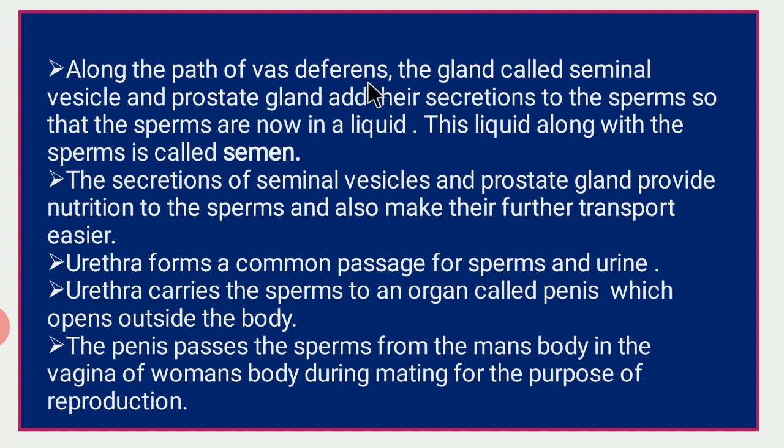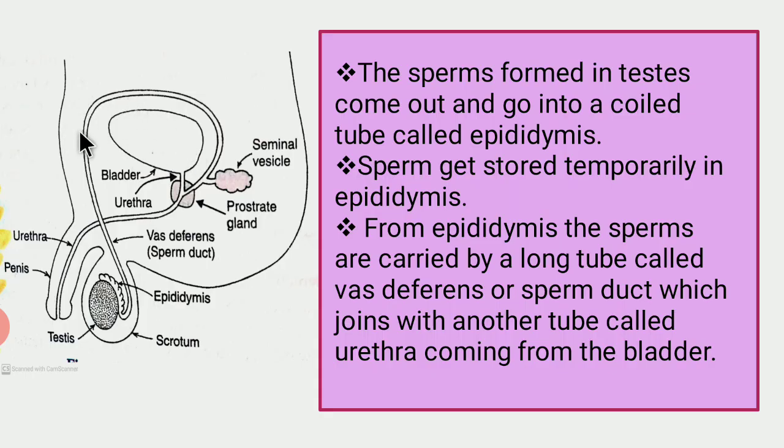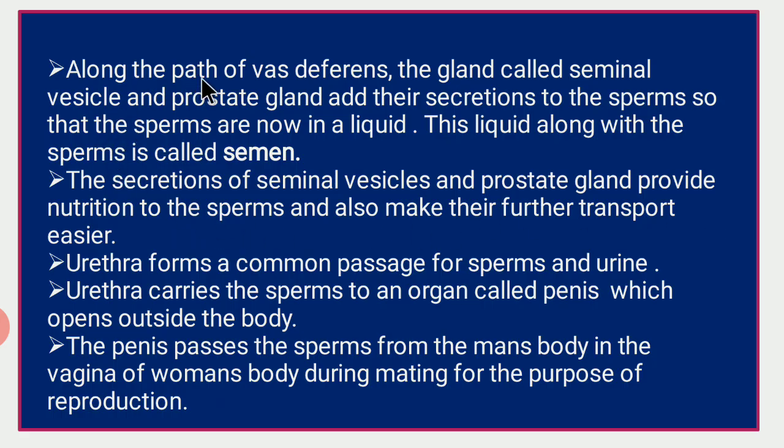Along the path of the vas deferens, the glands called the seminal vesicle and prostate gland add their secretion to the sperm, so that the sperms are now in a liquid. This liquid along with the sperm is called semen. When you observe this figure, this is the seminal vesicle and prostate gland, and these two glands add their secretions along with the sperm, and the mixture is called semen.